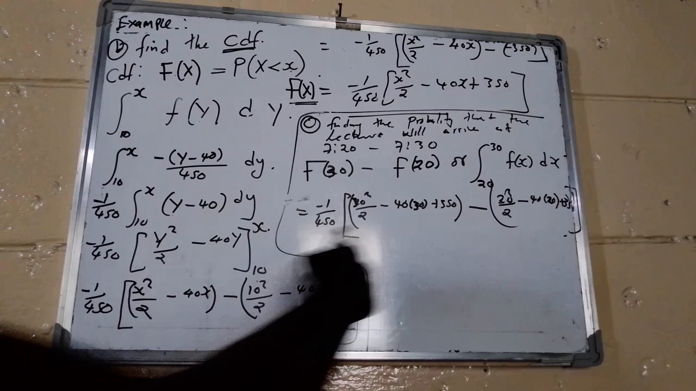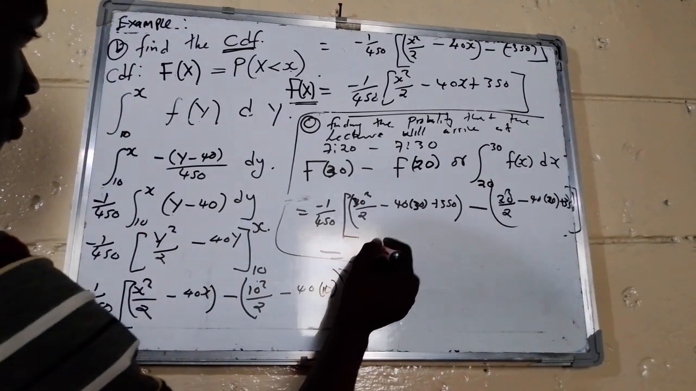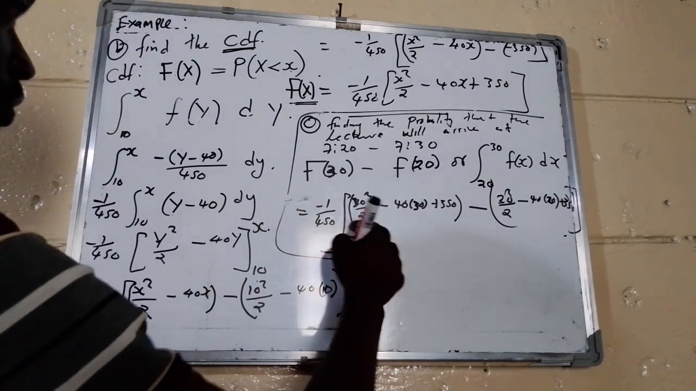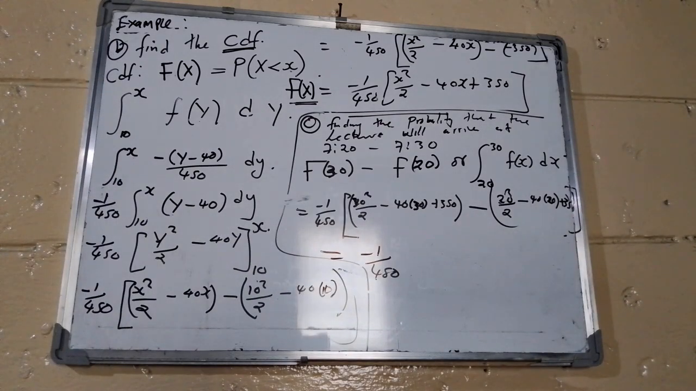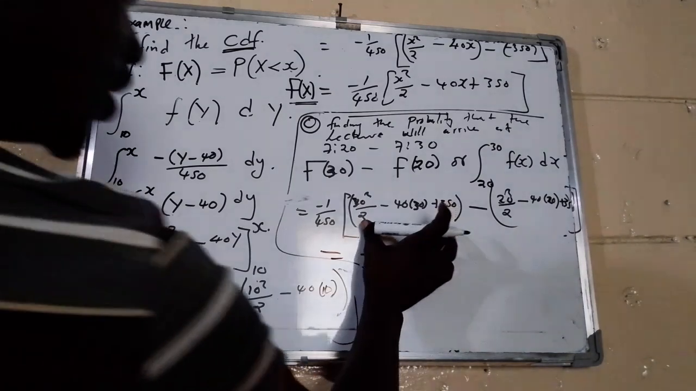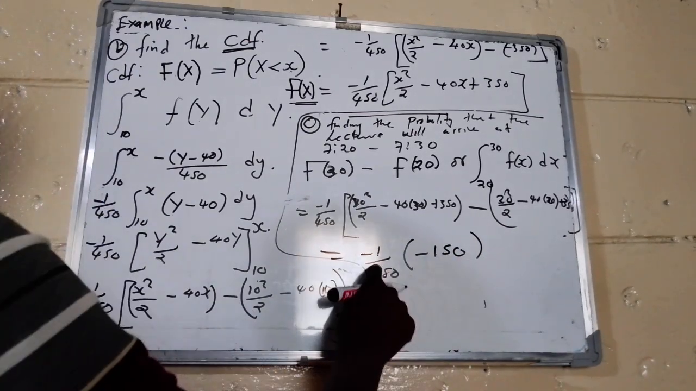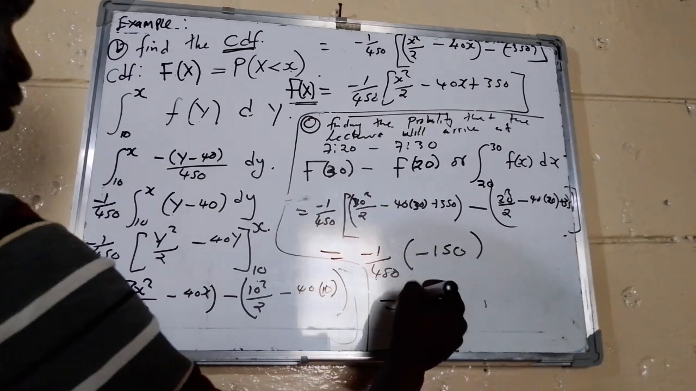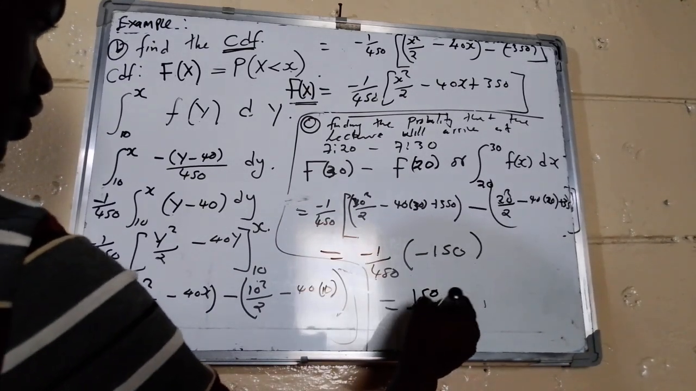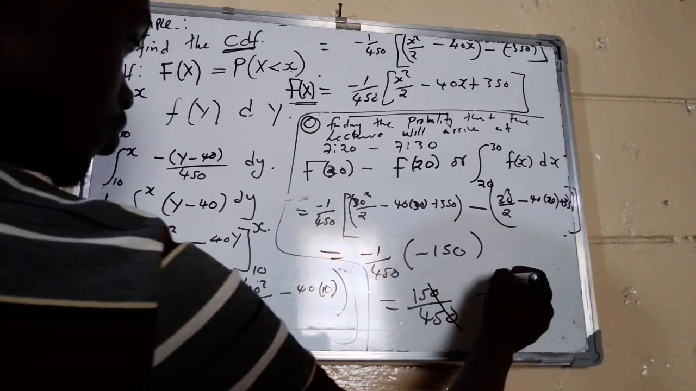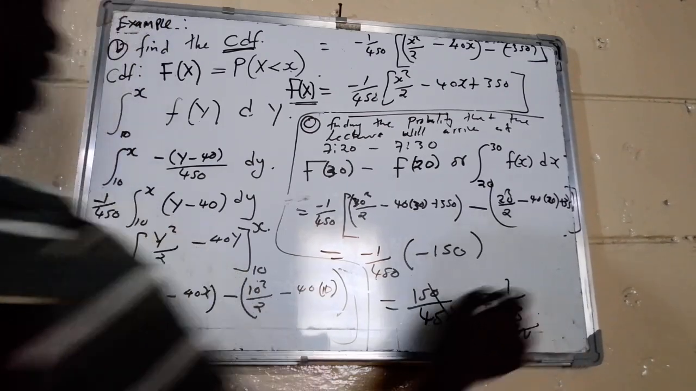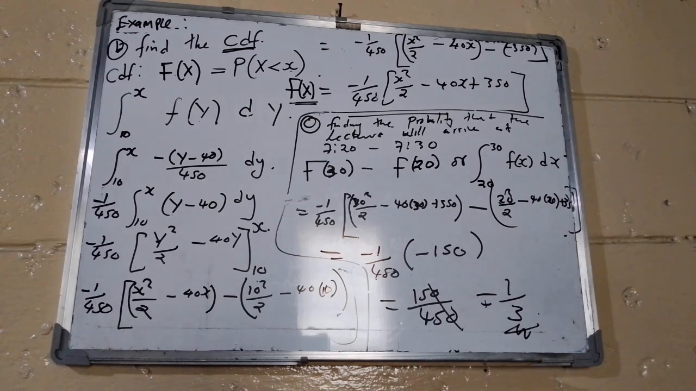So when you do the arithmetic of everything, what are we going to have? We're going to have negative 1 over 450, and everything in the brackets you punch in. You will have something like this minus that, I believe. It will be something like negative 150, and negative and negative is positive. This is 150 over 450, and this will be equal to 1 over 3. So the probability that this lecturer is going to arrive between 7:20 and 7:30 is basically 1 over 3.